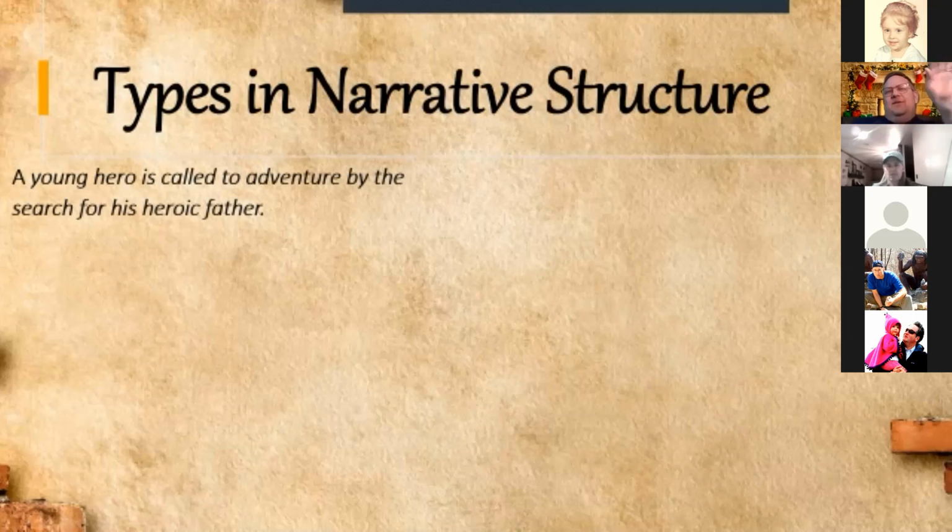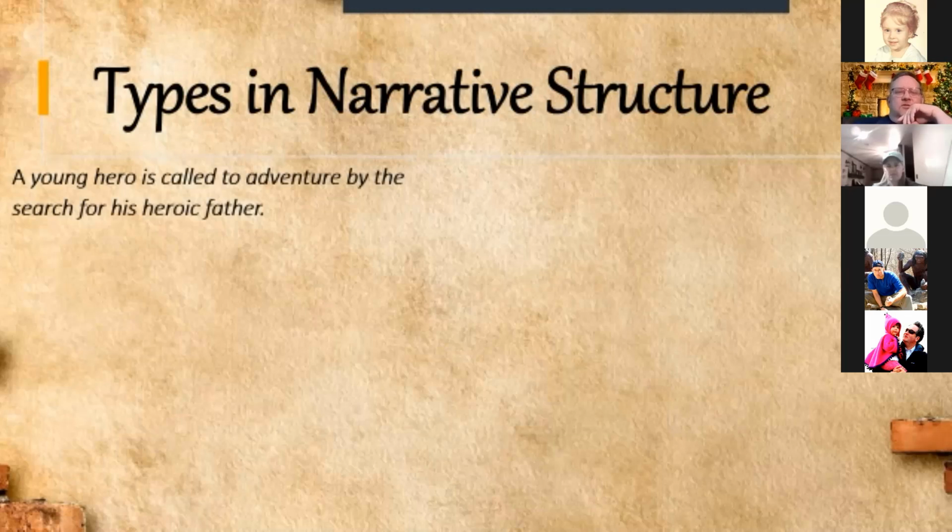So behind both the classical and the biblical understanding of typology and type scenes is the idea that narratives are built out of building blocks, little pieces of story that can be reassembled in different ways to produce different narratives. For example, a young hero is called to adventure by the search for his heroic father.